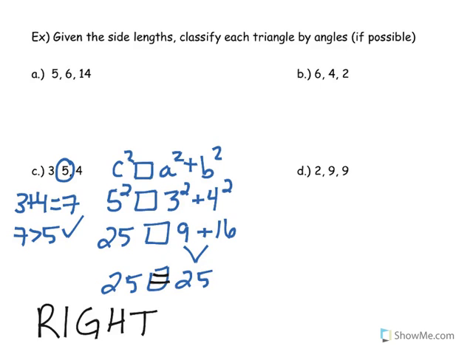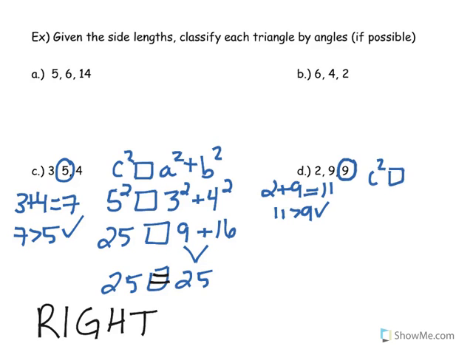And last but not least, let's look at part D. So part D says 2, 9, and 9. Now, I'm looking at this here, and I'm realizing that there's not one biggest side, so just pick one of the 9s to choose as your biggest side. And let's add the two other sides. 2 plus 9 equals 11. 11 is definitely bigger than 9. So let's test the Pythagorean theorem.